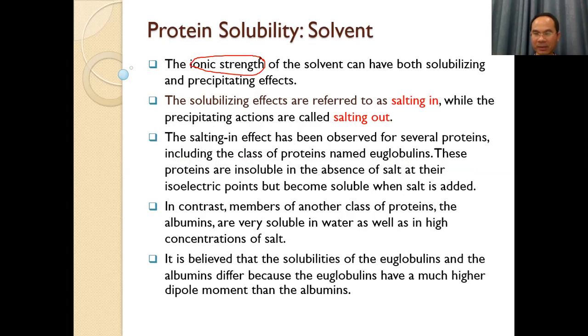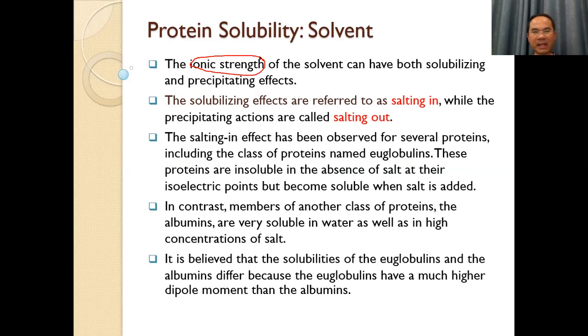The other effect: if we add some solution or solvent that decreases the solubility, we call it the precipitating action. We call it salting out. Salting in increases solubility. Salting out decreases solubility.